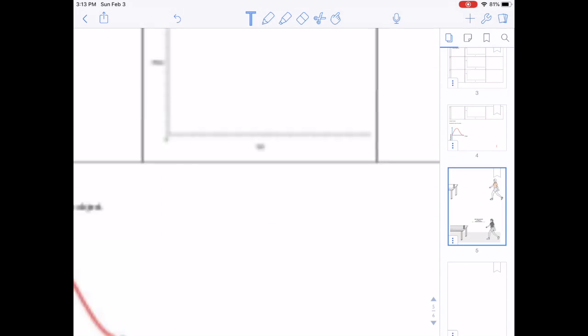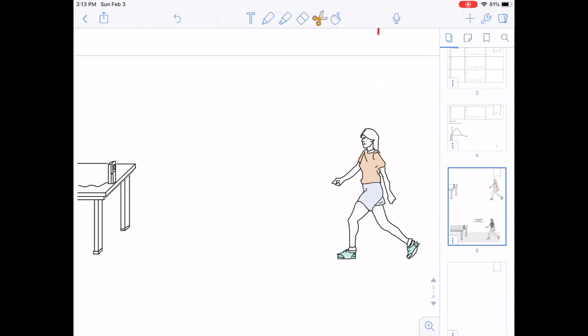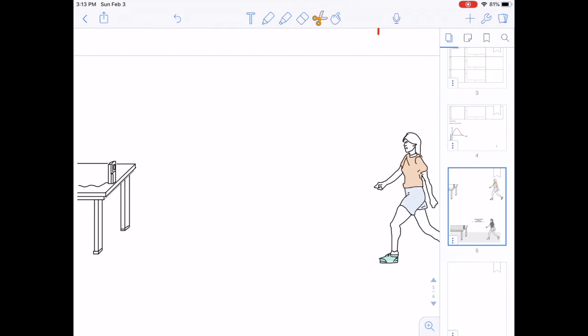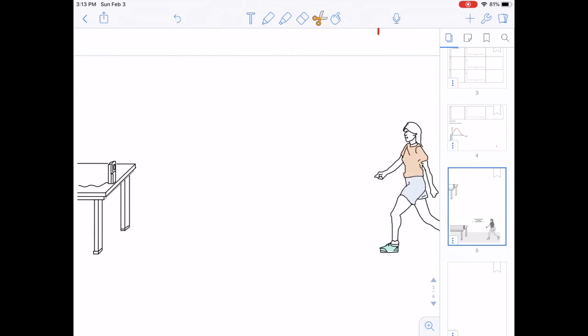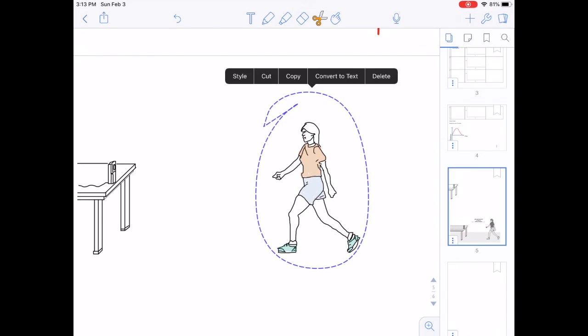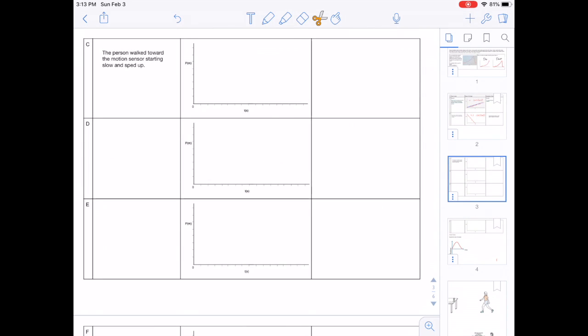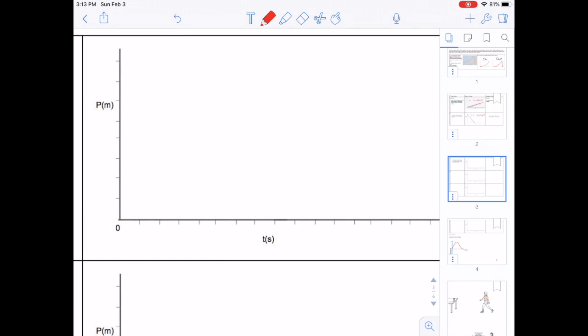Let's go back to our little drawing here. So this person is going to start slow, and then they're going to speed up at the end. So if you were to look at the motion sensor, it would produce a graph that would look like this. They're starting away, so you can see their starting distance. Let's say that this is at like 4 meters or something like that. They started a good distance away from the motion sensor, and they started walking slow, and then they sped up.